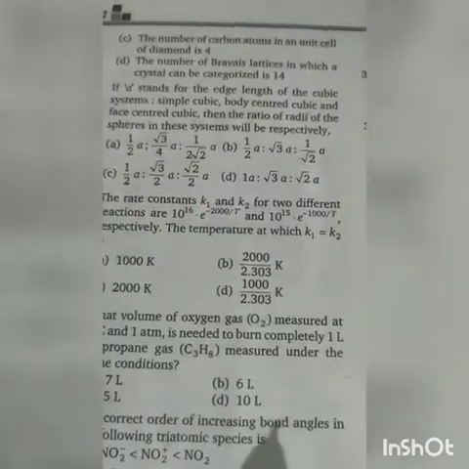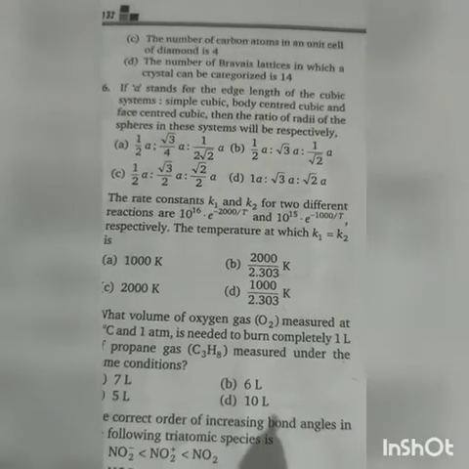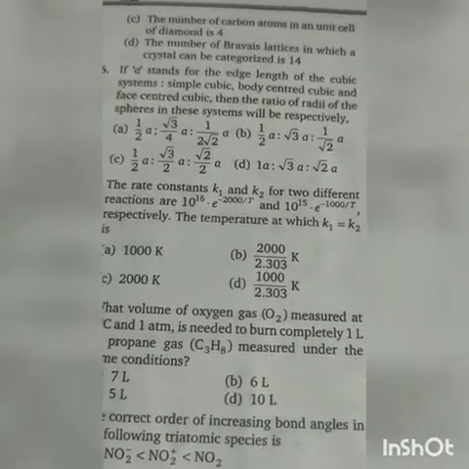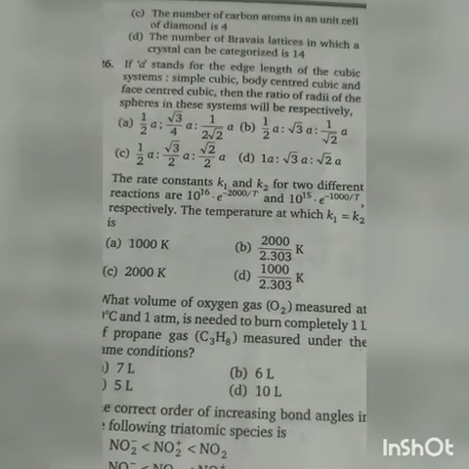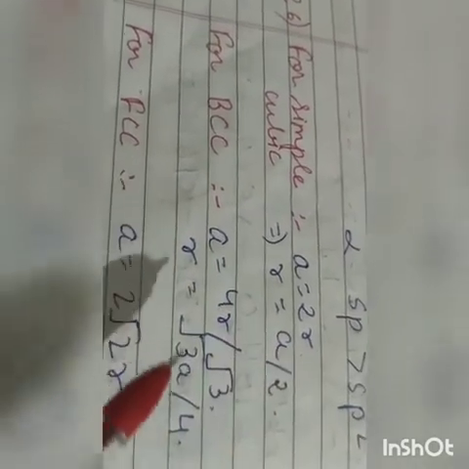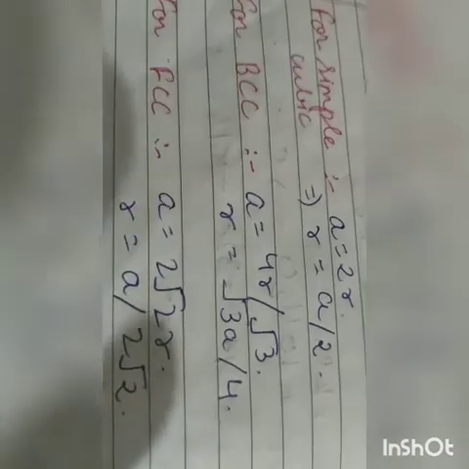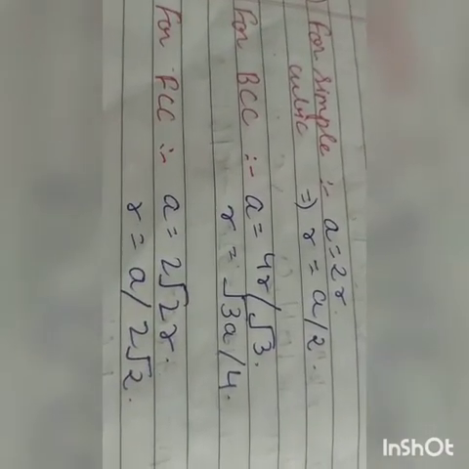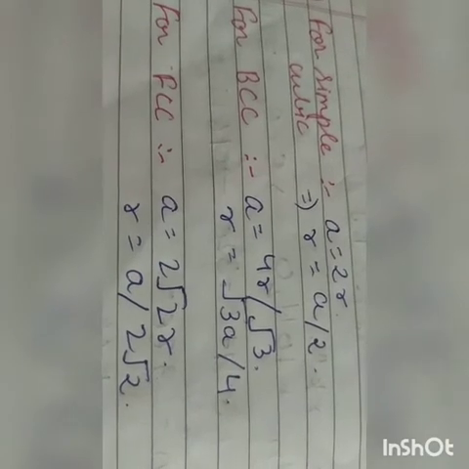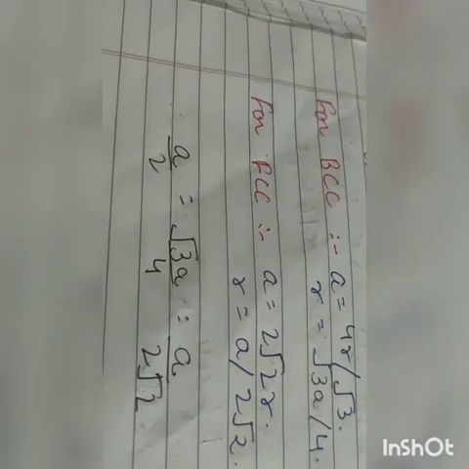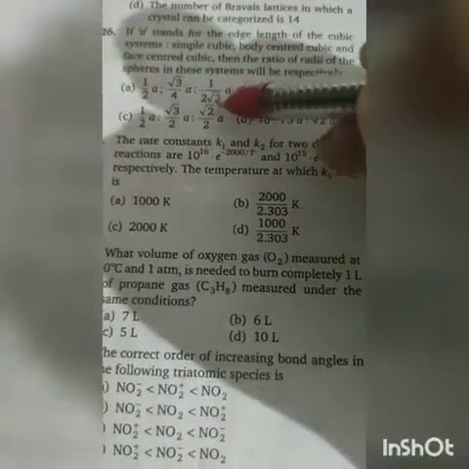Now question number 26. If A stands for the edge length of the cubic systems, simple cubic, body centered cubic and face centered cubic, then the ratio of radii of the spheres in these systems will be respectively. For simple cubic, A is equal to 2R, so R is equal to A by 2. For BCC, A is equal to 4R by root 3, so R will be root 3 A by 4. And for FCC, A is equal to 2 root 2 R, so R will be A by 2 root 2. So our correct sequence will be A by 2, root 3 A by 4 and A by 2 root 2. So this is our correct option, the first.